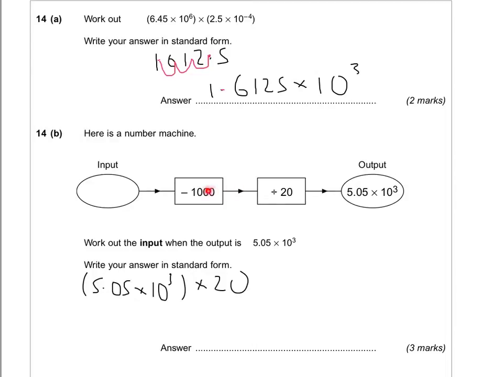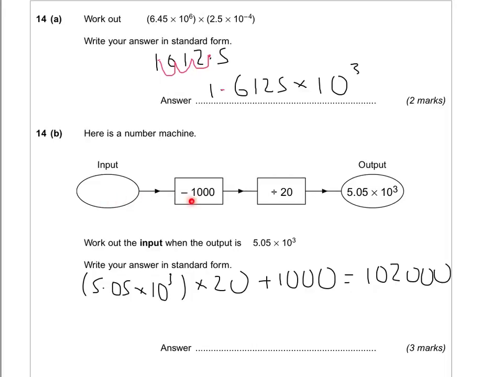And then instead of taking away 1,000, I will add 1,000. And when I do that, I get an answer of 102,000. Notice I'm running the machine, I'm working through it in reverse. So the last thing I did to the input is the first thing I do to the output, and I'm doing the opposite, the inverse of each of these things.